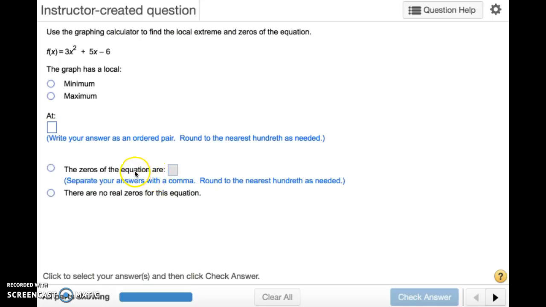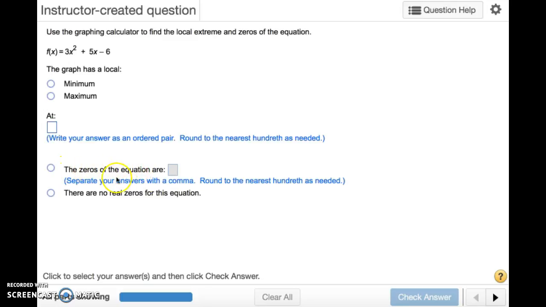Now, we haven't talked about this a whole lot yet. The zeros are where the graph crosses the x-axis. It's where the y has a value of 0. These are sometimes called roots or solutions. And we will be working in depth on these for the next 2 chapters when we talk about different ways besides using the graphing calculator to find them.